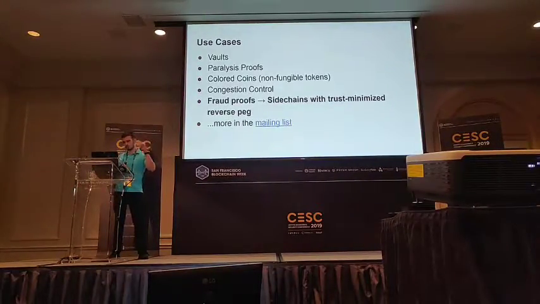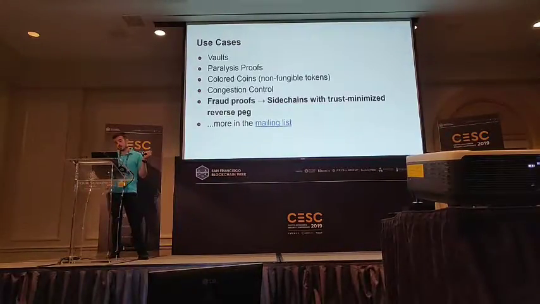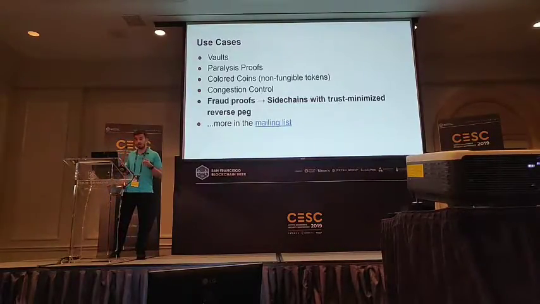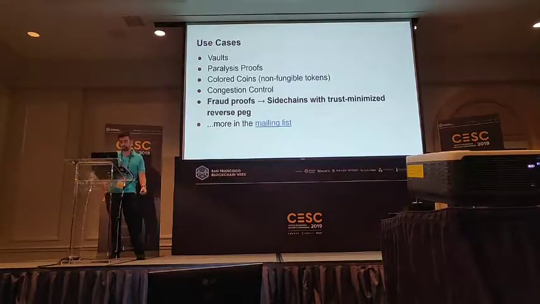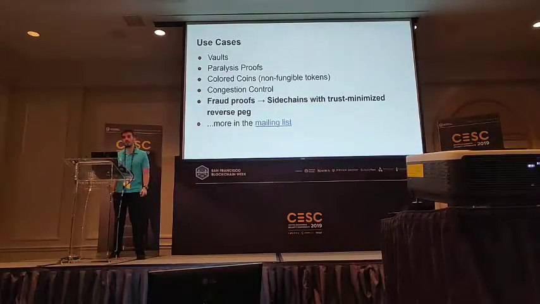Paralysis proof, colored coins, congestion control, they're all similar ideas and techniques. The idea that we want though is the fraud proofs, which allows us to do sidechains with trust minimized with reverse pay. And there are, of course, more ideas on the mailing list, Bitcoin talk, some Telegram chat, as usual.